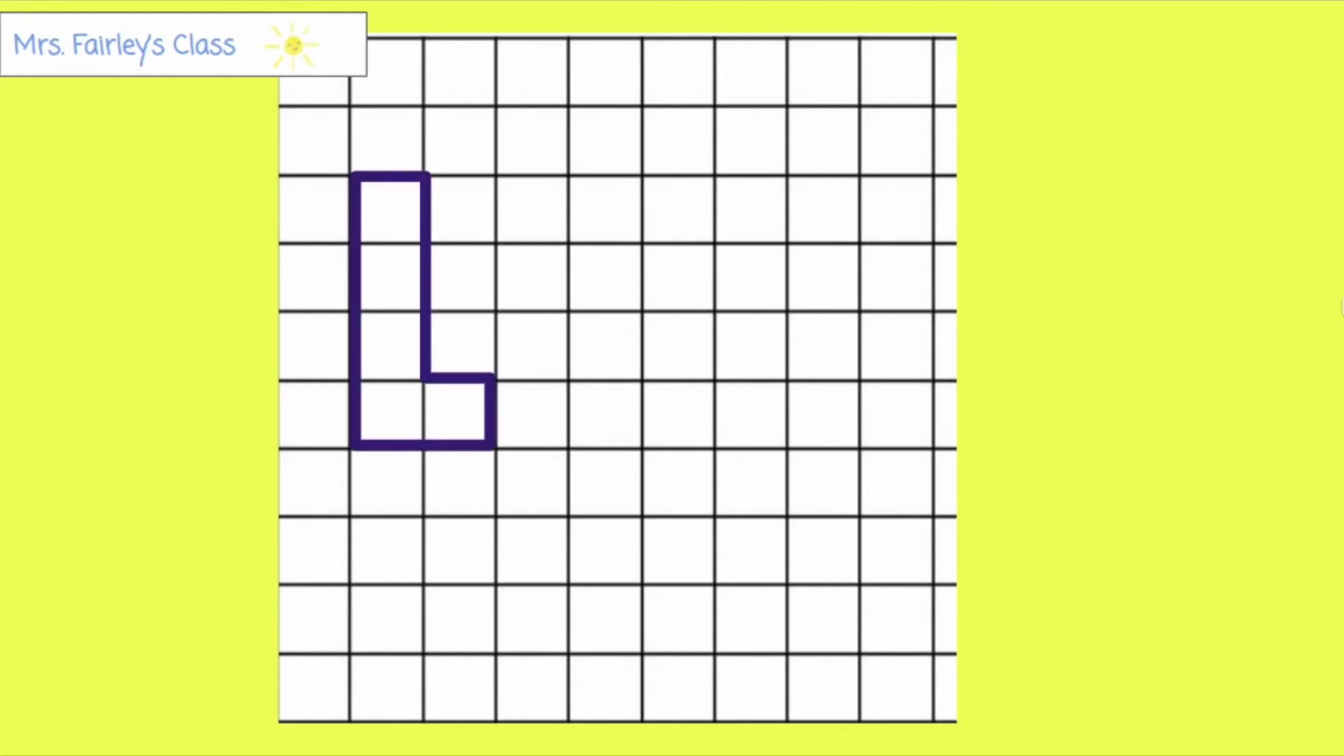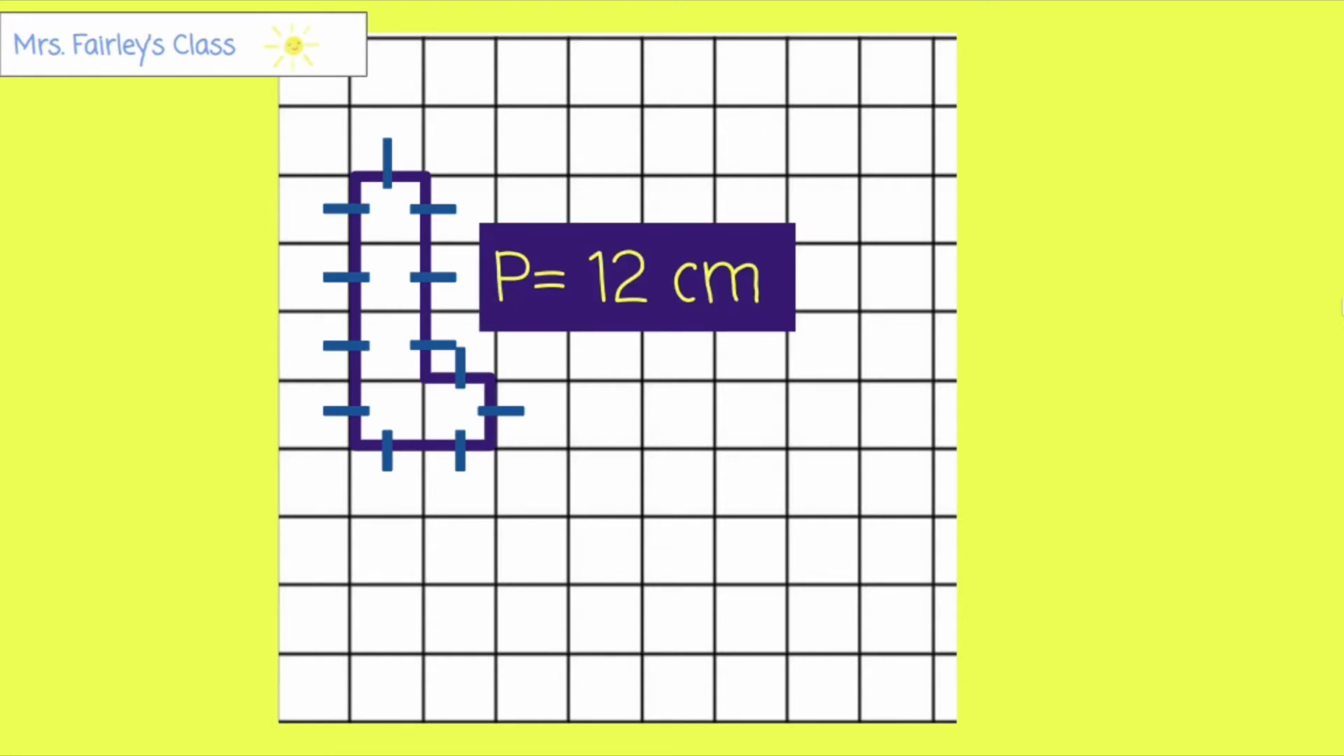Here's a shape. We're interested in knowing the distance around the outside of it, so let's count each square length. 1, 2, 3, 4, 5, 6, 7, 8, 9, 10, 11, 12. The perimeter is 12 centimeters. And we make little marks as we count to help us keep track of where we began counting.